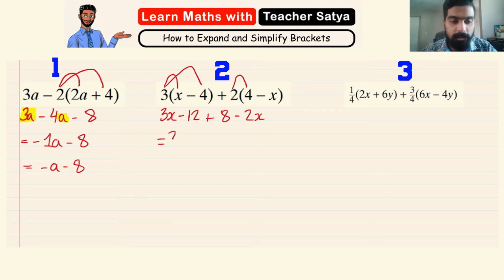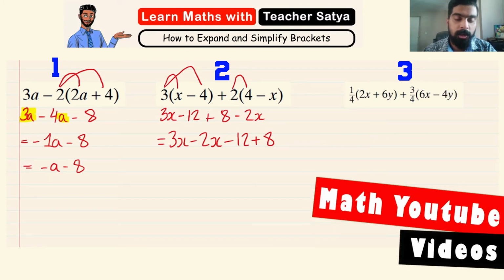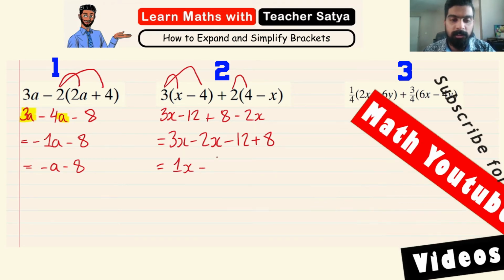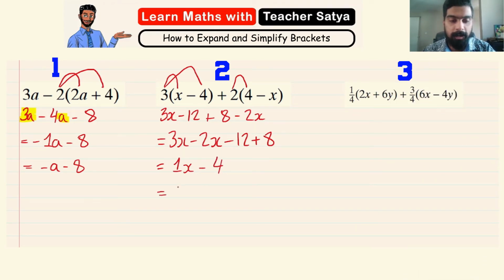So we have 3x minus 2x minus 12 plus 8, right guys? We have regrouped the terms so we can add and subtract without making any silly mistakes. Now 3x minus 2x is going to give us 1x, and minus 12 plus 8 is going to give us -4. So the final answer is x minus 4. Alright guys, now let's go ahead and get to the next question.